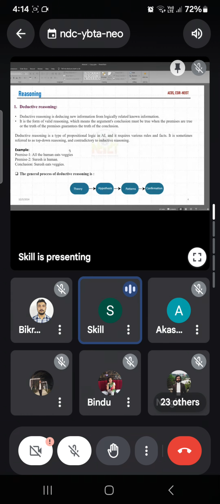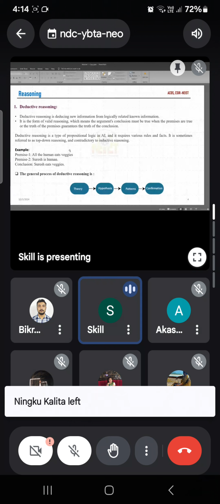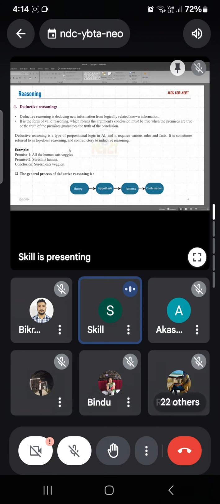So basically, you can see here, the reasoning is deducing new information from logically related known information. You already have some information which is logically true, and you are deducing the conclusion from that. Both the information you already have is logically correct, and the conclusion you are deducing from that is also realistic and correct. Then we can say that it is deductive reasoning. It means both the conclusion and your information must be correct, must be true.